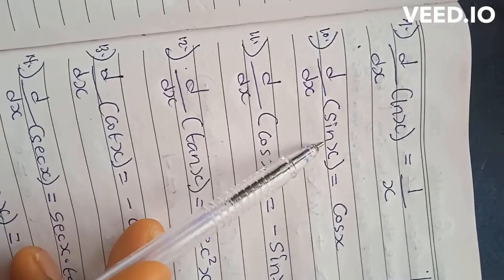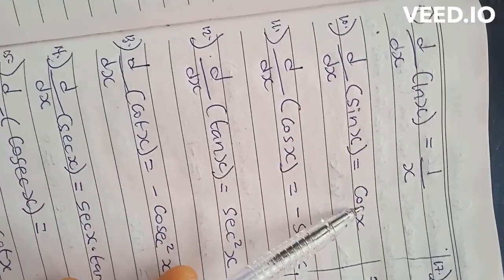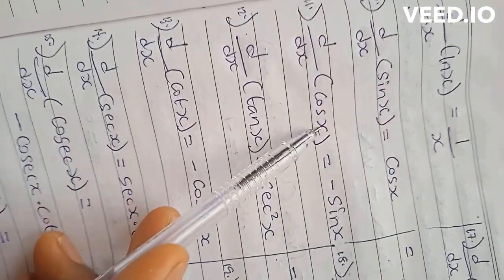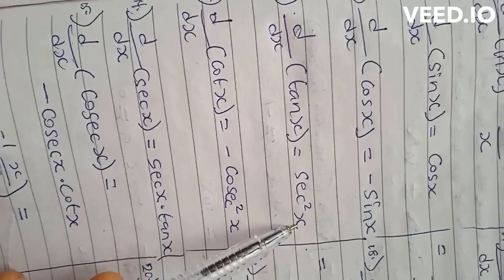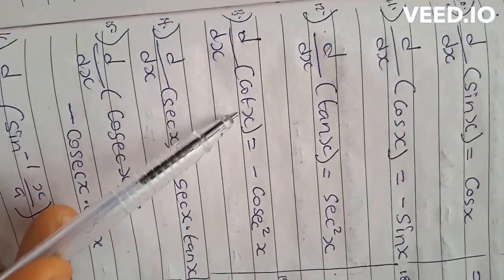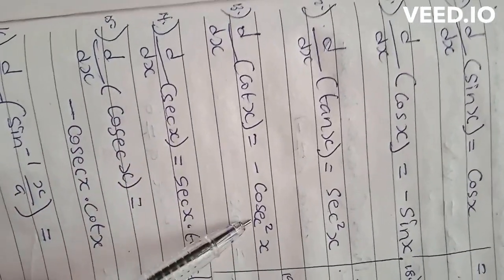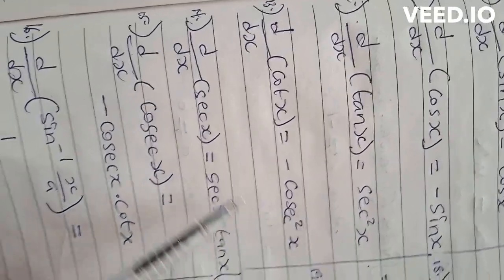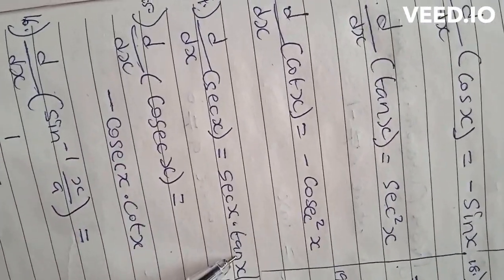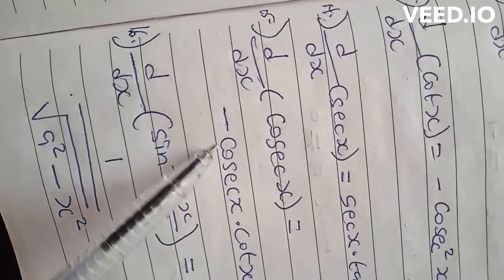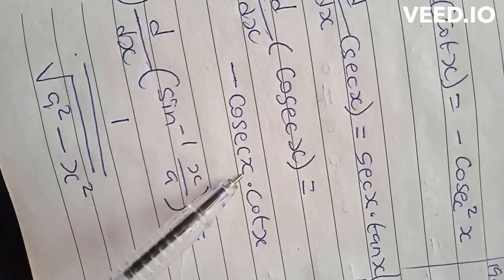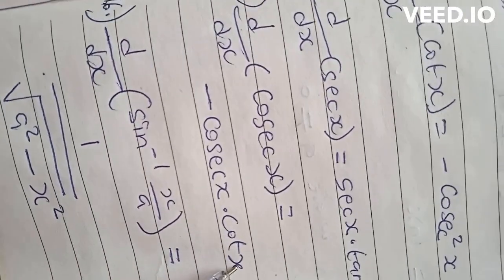Differentiating sine x, you have cos x. Differentiating cos x, you have minus sine x. Differentiating tan x, you have sec squared x. Differentiating cot x, you have minus cosec squared x. Differentiating sec x, you have sec x multiplied by tan x. Differentiating cosec x is equal to minus cosec x multiplied by cot x.